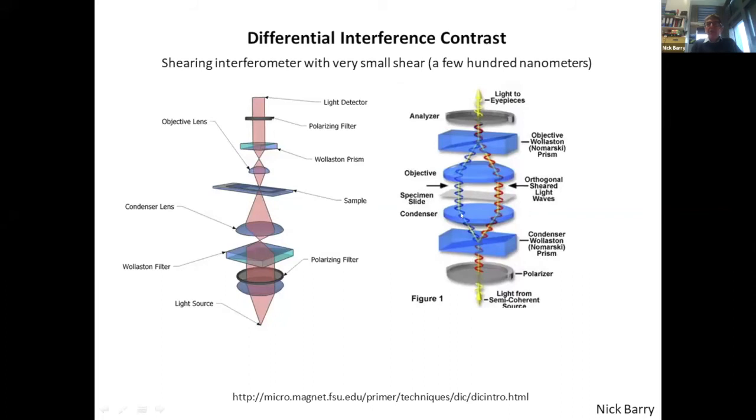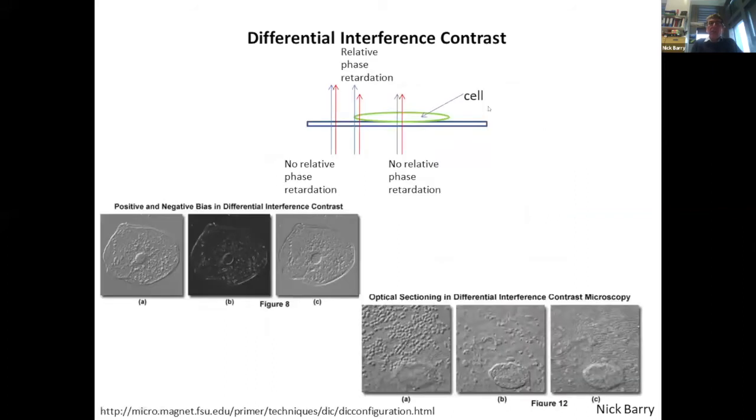To resolve it into two different polarizations, which go through the sample and then are recombined, and there's an analyzer in front of the eyepiece. What happens is if those two sheared beams go through the same thing, effectively the thickness of the cell in this cartoon here, they're seeing the same phase retardation. Likewise, if they're just going through the media, the water around the cell, they get the same phase retardation.